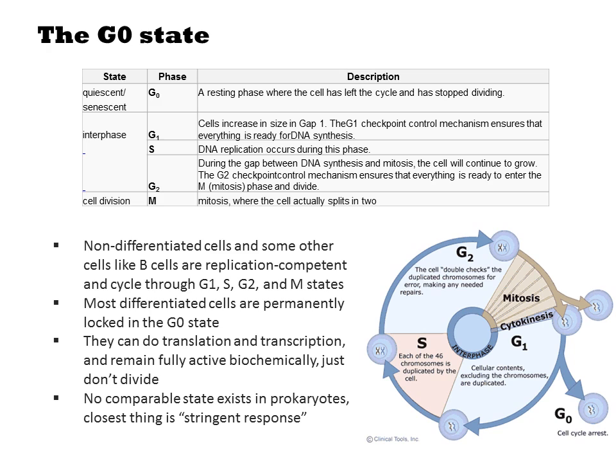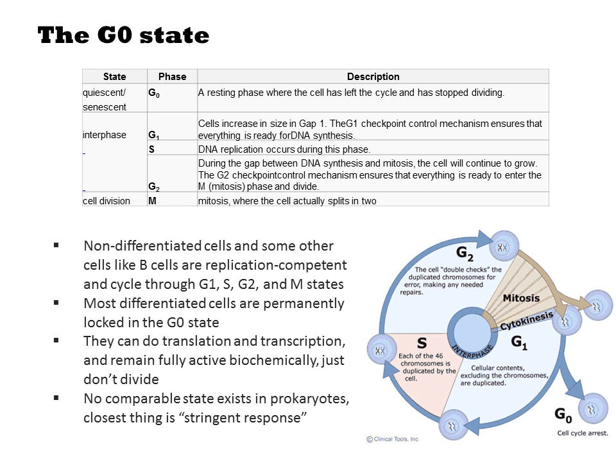Non-differentiated cells and some other cells like B cells are replication competent and cycle through G1, S, G2, and M states. However, most differentiated cells are permanently locked in the G0 state. They can do translation and transcription and remain fully active biochemically, they just don't divide.